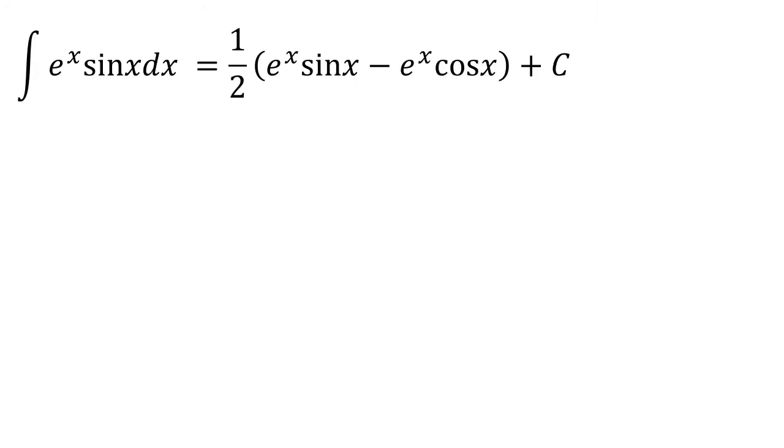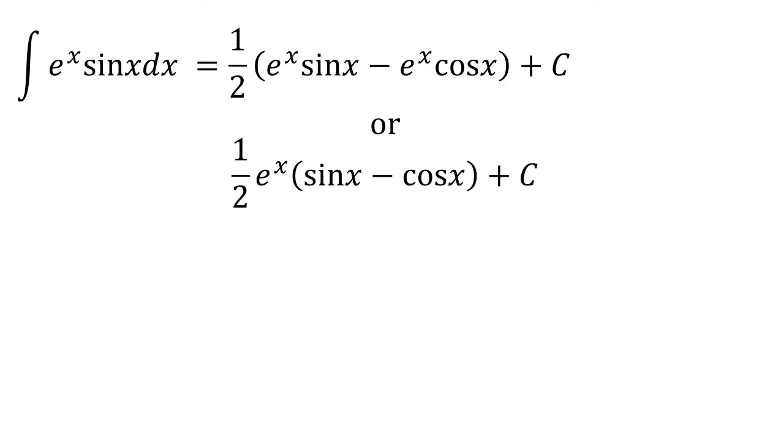Okay, so we obtained this, but let us not forget the constant of integration, because we performed the process of integration. So let us add c. Now we have the integral of e to the x sine x dx equals 1 half times e to the x sine x minus e to the x cosine x plus c. So this could actually be our final answer.